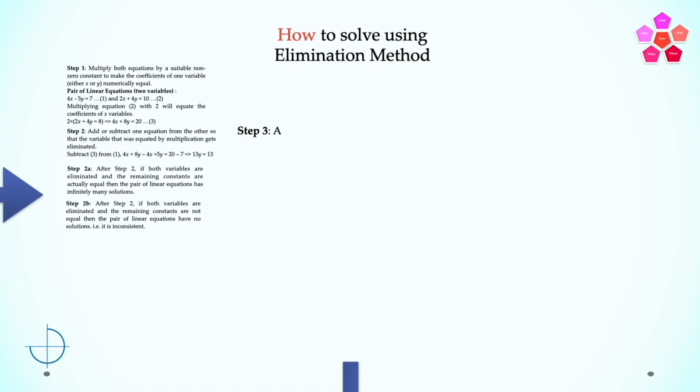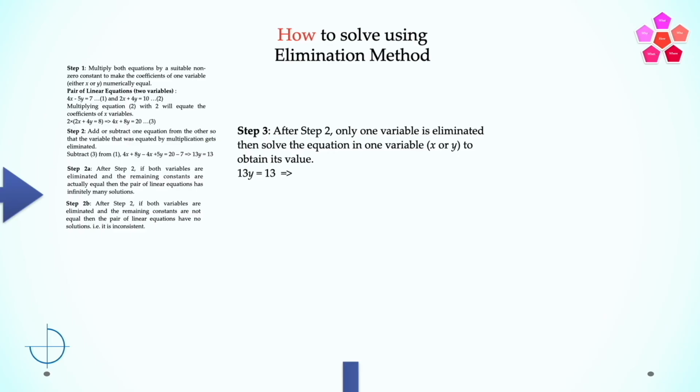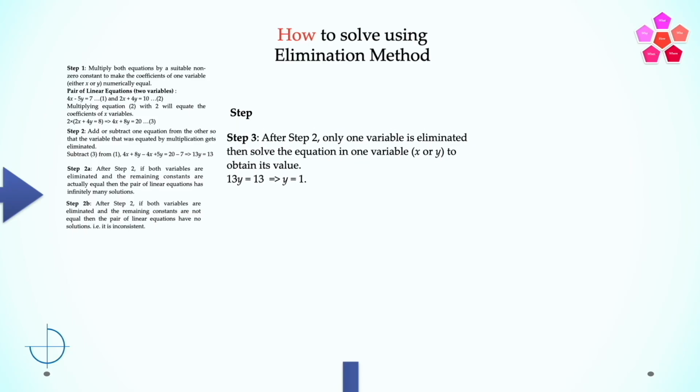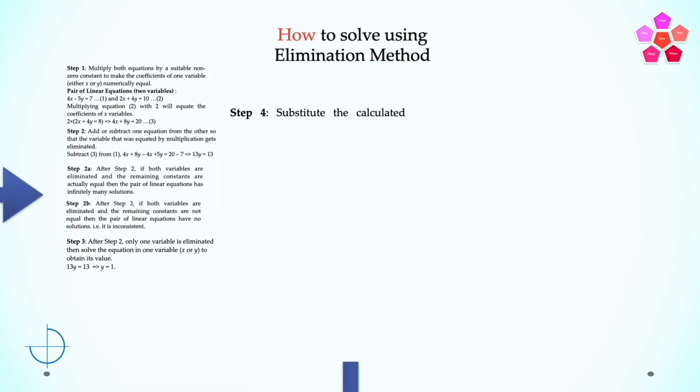Step 3. After step 2, if only one variable is eliminated, then solve the equation in one variable, x or y, to obtain its value. So here we get 13y is equal to 13, which implies that y is equal to 1. And finally, we have step 4, where we substitute the calculated value of one variable in the equation and determine the value of the other variable.